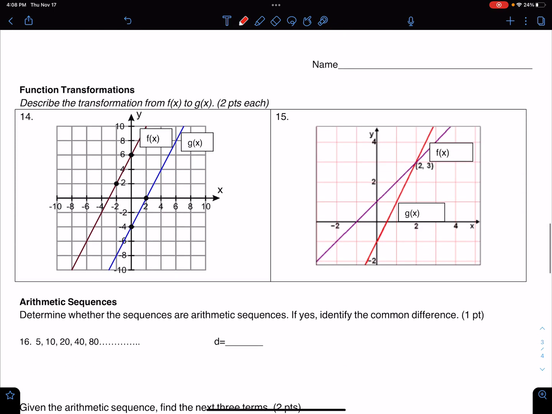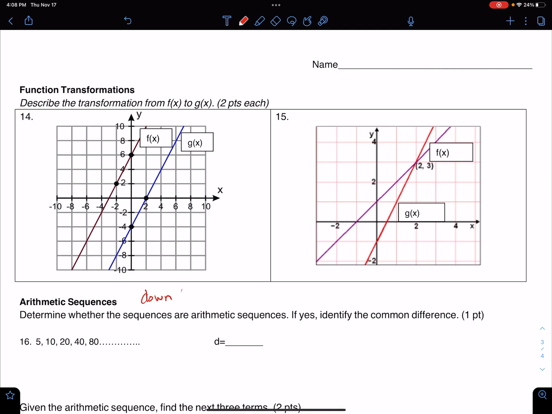Okay, the next one, it says function transformations. Describe the transformation from f of x to g of x. Remember, we did this in the Ed Puzzle we did as a class. So I say, what is the difference between this equation and this equation? If I was just looking at it, I could see that I just move it down 10. And that is the answer, so it's going to be down 10.